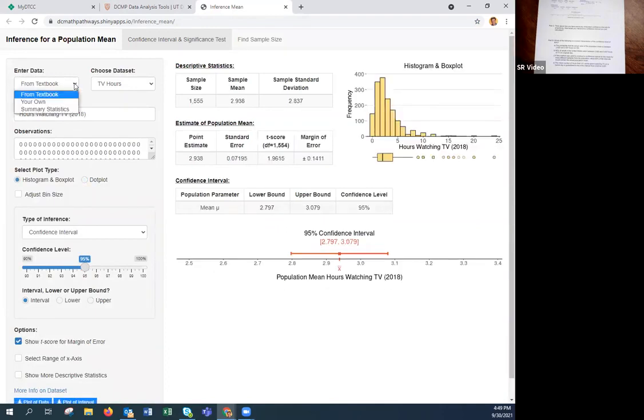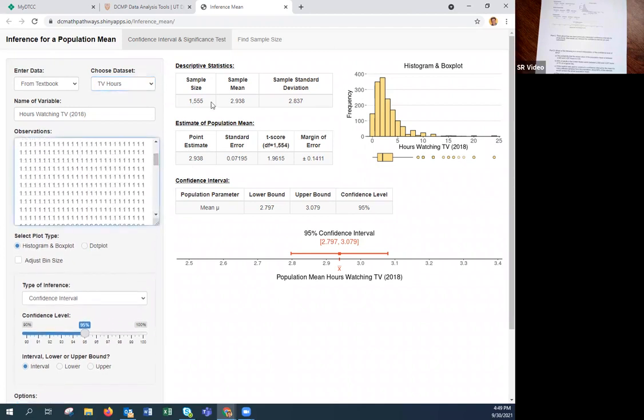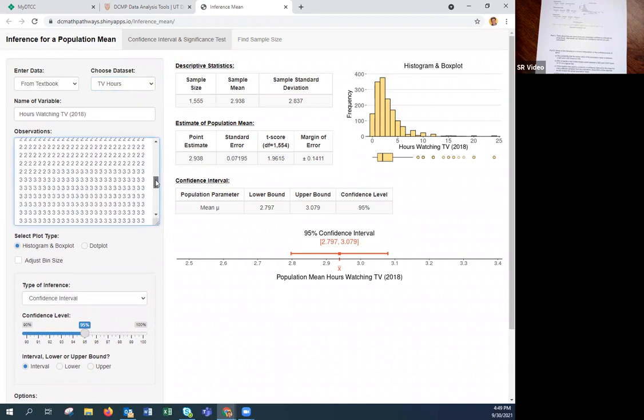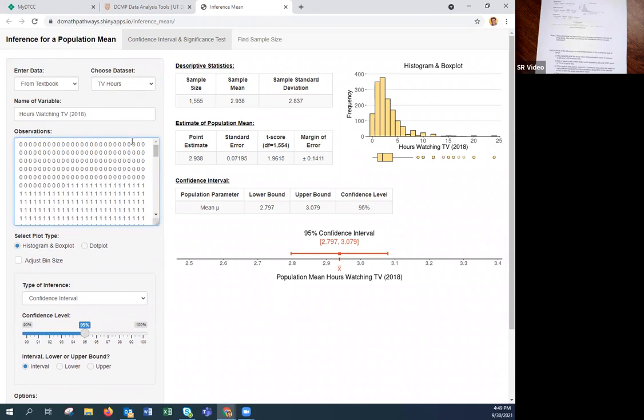So we're going to go from the textbook. It's already chosen that we're looking at TV hours. And that's the one they want us to look at, and that's the one that's in your lesson. So you can see a couple different things here. The data was from the textbook. We chose the data set TV hours. There's other ones there as well. The name of our variable is hours watching TV. And this is raw data. If I extend it, here's all of the 1,555 observations of how many hours a week a typical adult watches TV. I believe that's on a day, right?